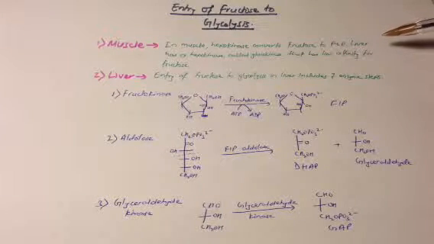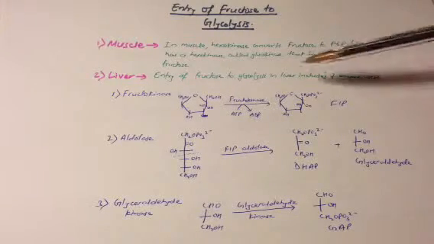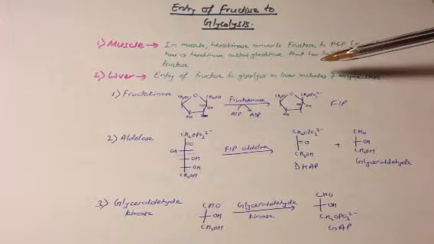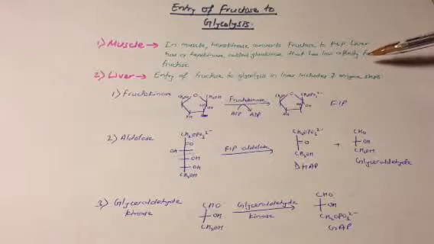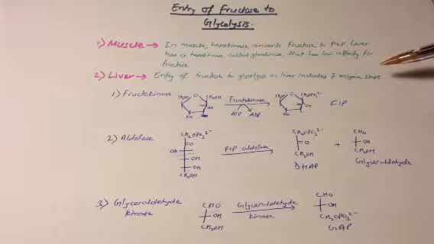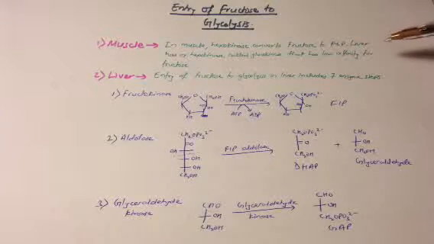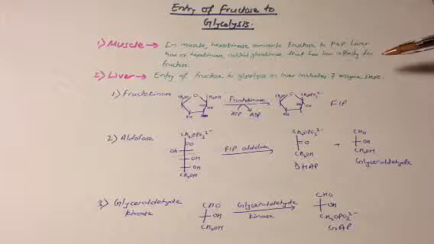But liver doesn't have hexokinase, it has an isozyme of hexokinase called glucokinase. And glucokinase has low affinity for fructose, so it cannot convert fructose to fructose 6-phosphate. So in liver, the entry of fructose into glycolysis takes place in 7 steps catalyzed by 7 different enzymes, and we're going to learn that right now.